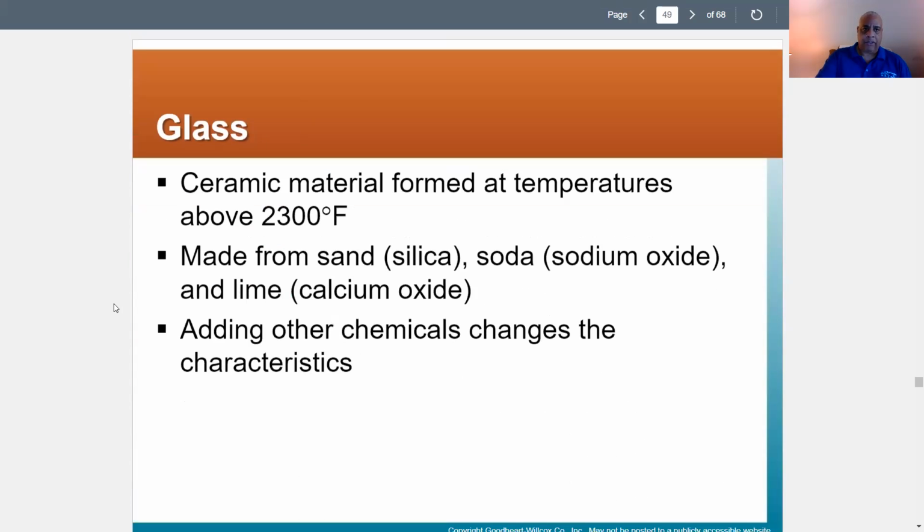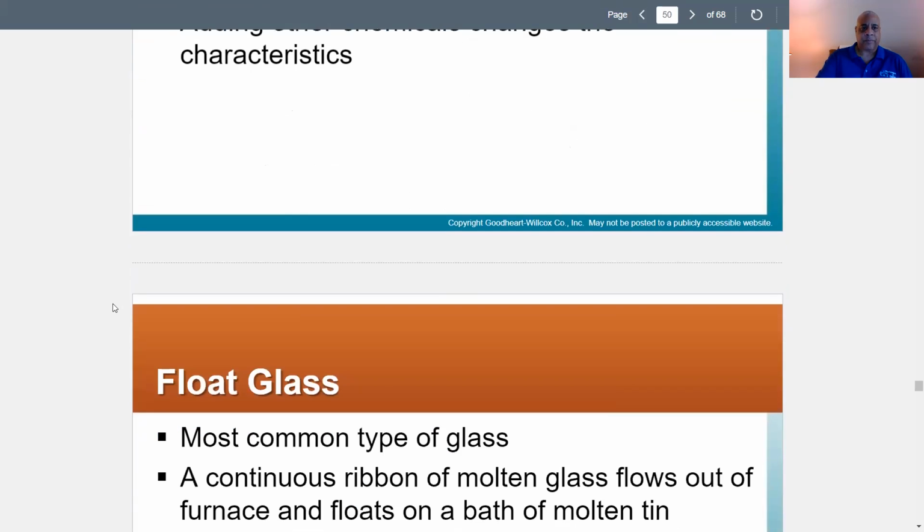Then we get into glass. It's a ceramic material formed at temperatures above 2,300 degrees Fahrenheit, made from sand or silica, soda (sodium oxide), and lime (calcium oxide). Of course, adding other chemicals changes the characteristics of glass.